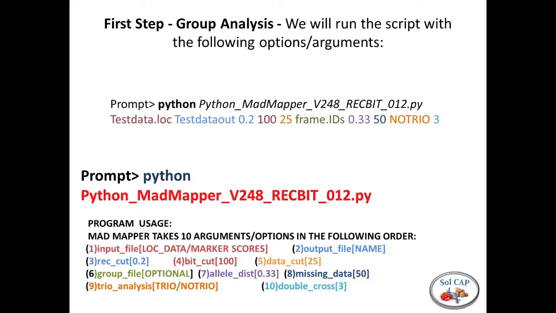And you can put in a maximum number of double crossovers that you're going to allow in the mapping or the grouping process. And we recommend 3 in this case. So what I do want to say is all this is in the README file under the MadMapper. When you click on the link, you can download the README file, and it explains all these in actually more detail than I have even today.